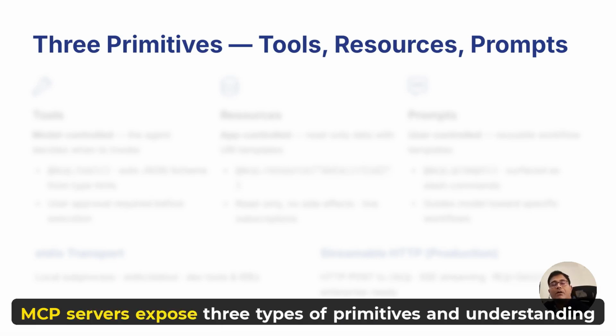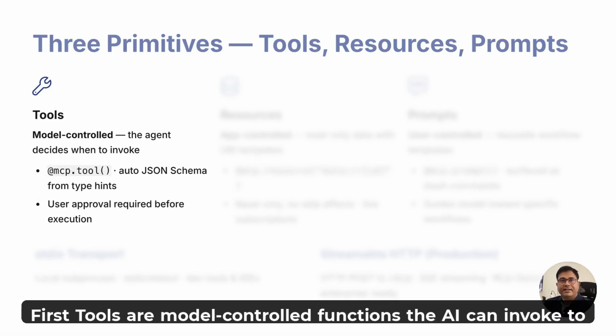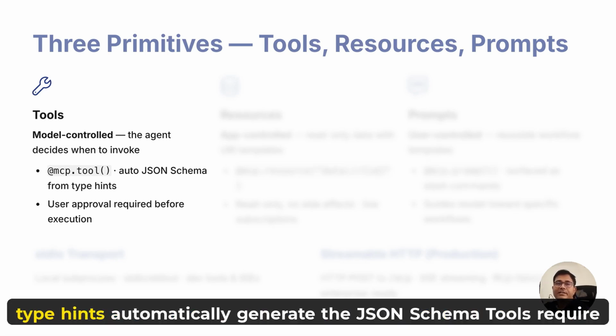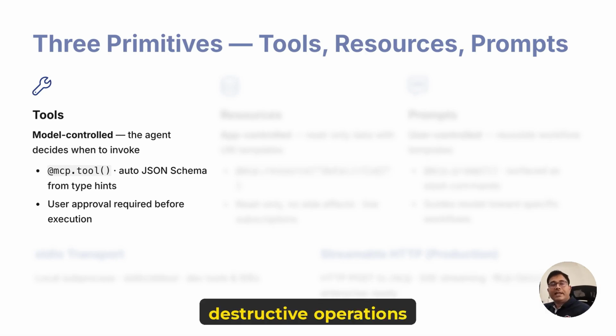MCP servers expose three types of primitives, and understanding who controls each one is critical. First, tools are model-controlled functions the AI can invoke to take action. You define them with the FastMCP.tool decorator, and type hints automatically generate the JSON schema. Tools require user approval before execution, which is your safety net for destructive operations.